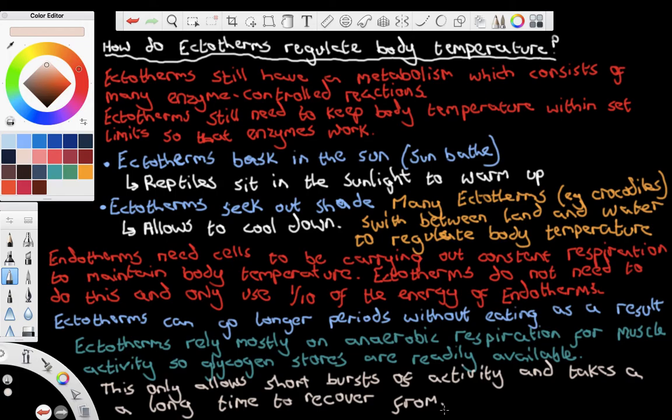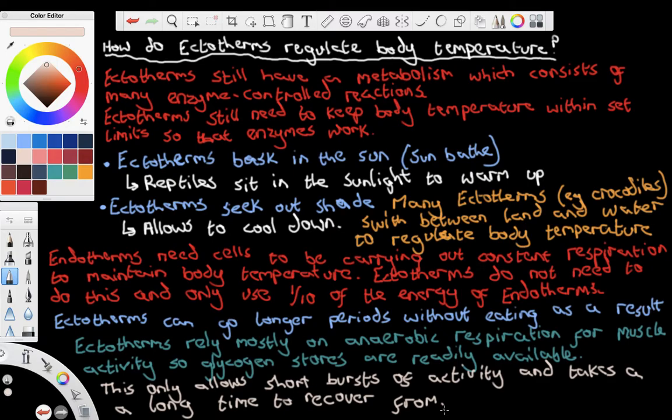Okay, so ectotherms still have a metabolism which consists of enzyme control reactions, and therefore they need to keep their body temperature within a set range so that the enzymes work as they need them to. Ectotherms can bask in the sun in order to heat up, and they can go in the shade or in water in order to cool down. So they rely on lots of behavioral adaptations to allow them to regulate their body temperature. Many ectotherms, such as crocodiles, will switch between the land and water to regulate their body temperature.